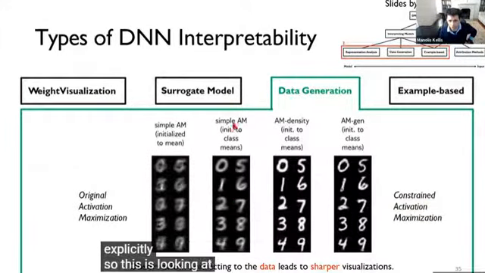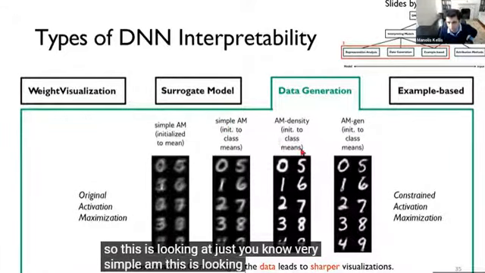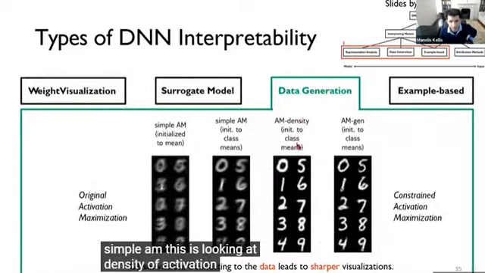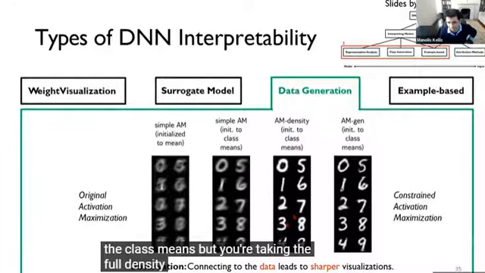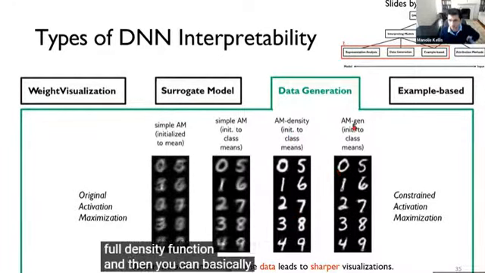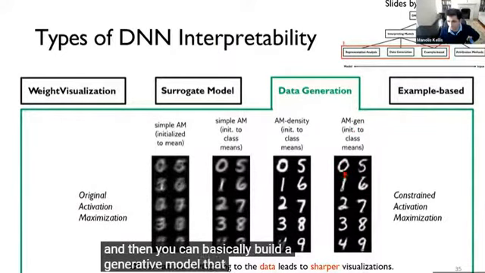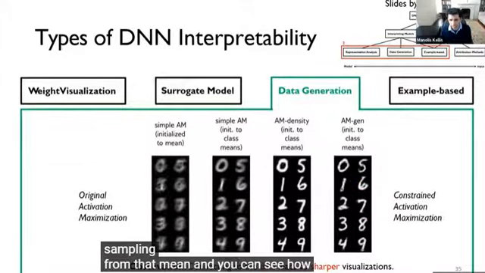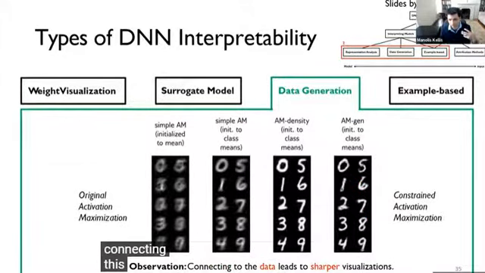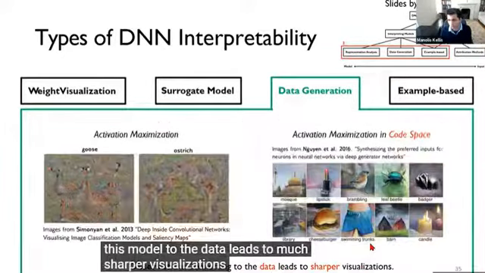So this is looking at just a very simple AM. This is looking at density of activation maximization. Basically, you initialize to the class means, but you're taking the full density function. And then you can build a generative model that generates individual characters by sampling from that mean. You can see how connecting this model to the data leads to much sharper visualizations, okay?